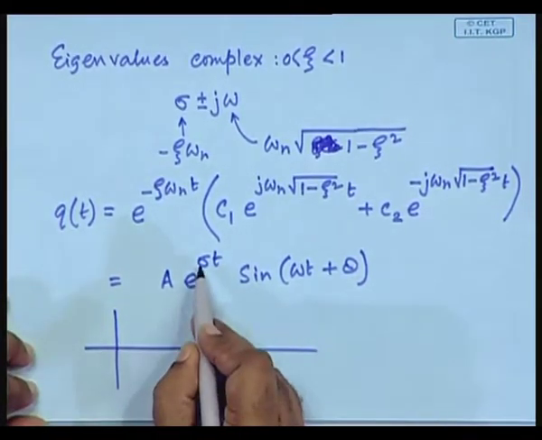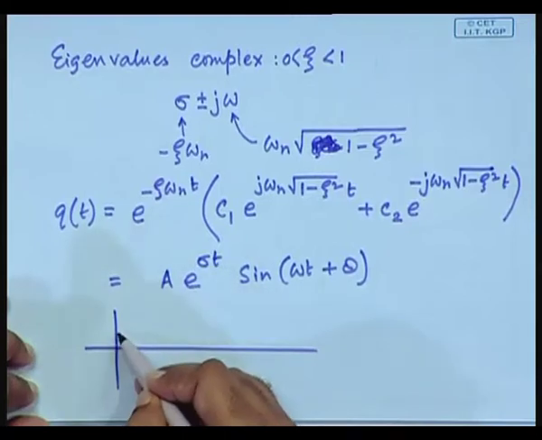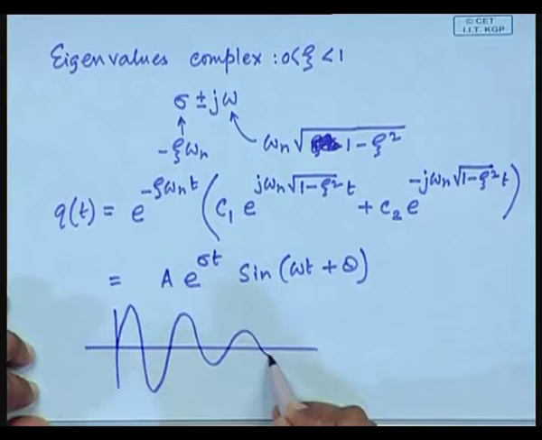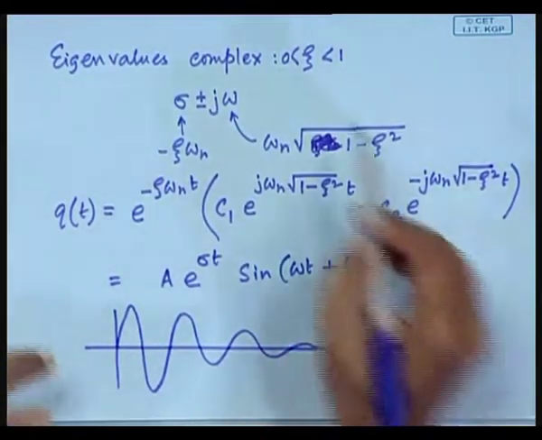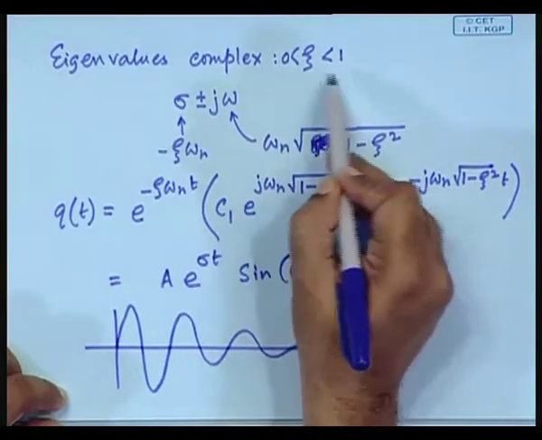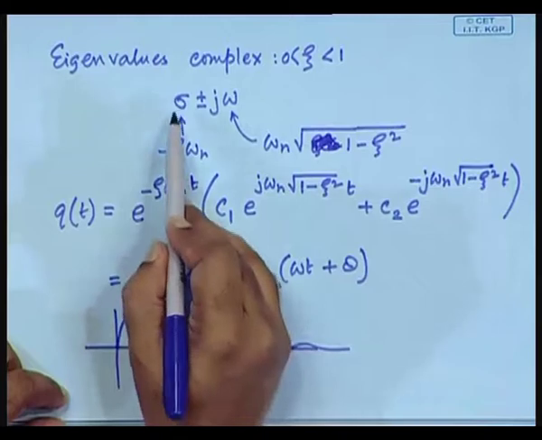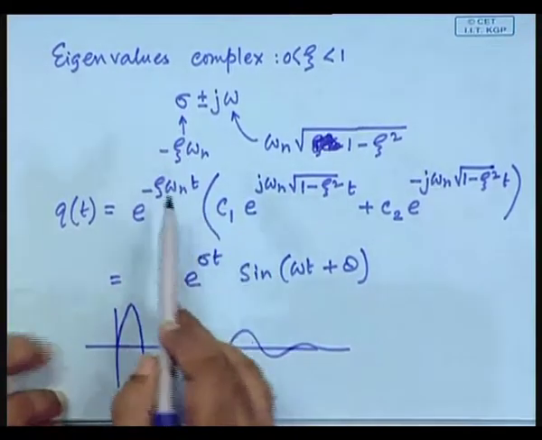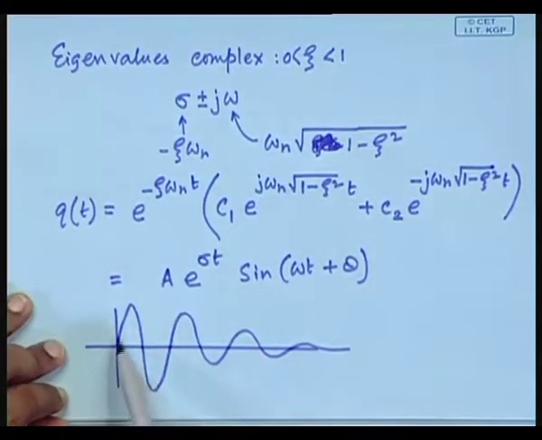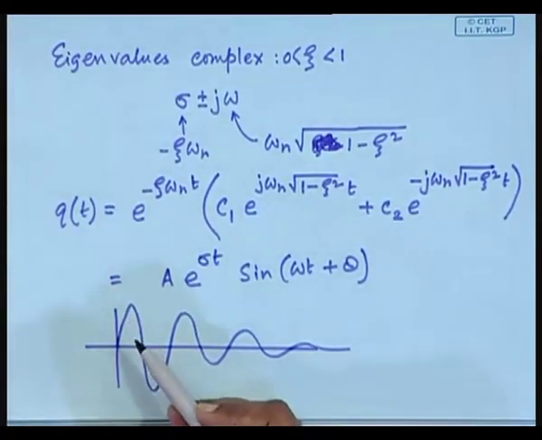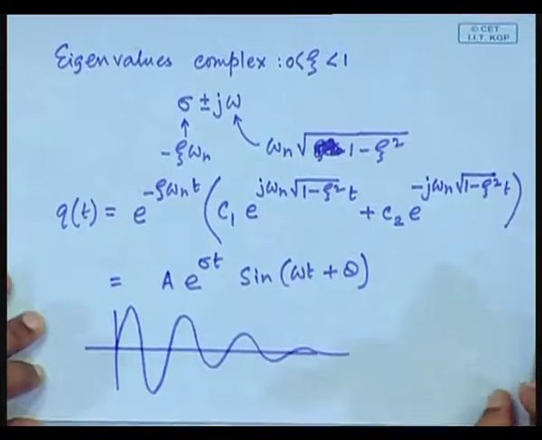If the sigma is negative, then it will be fine. So, if the zeta is between 0 and 1, the behavior is normally like this, but it depends on the value of sigma, and the sigma is zeta omega n. So, that tells us whether it will be exponentially growing or reducing.